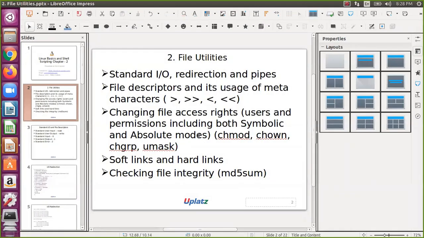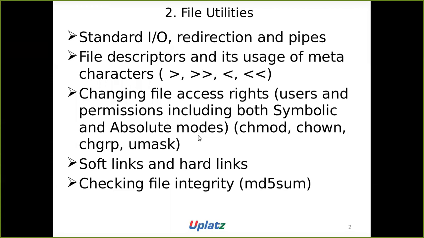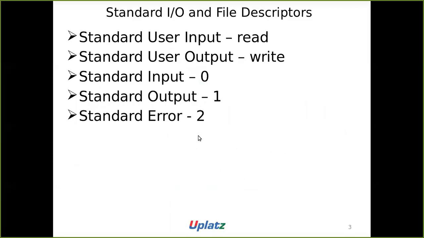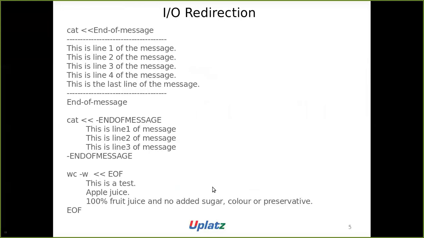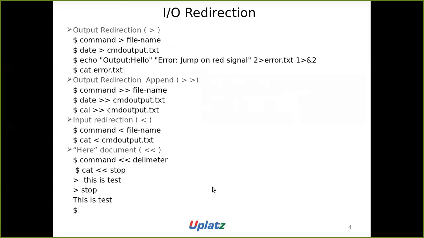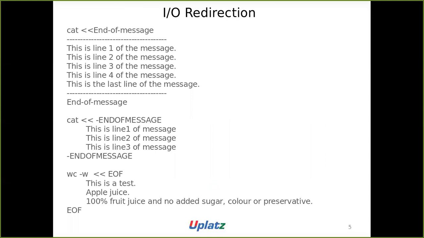Let us cross check whether we have missed anything. You already know user input, read, write, 0, 1, 2, and then we have seen greater than, double greater than is append, the input redirection, and here document. Here string is not there, so we need to add the here string. But anyway, you know what here string is, BC, you can remember that. You can go through the video.